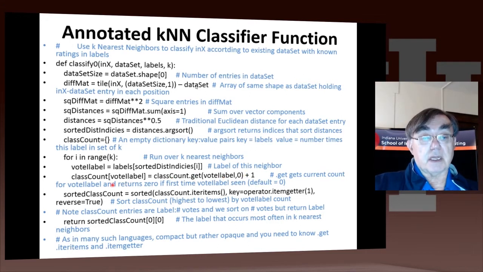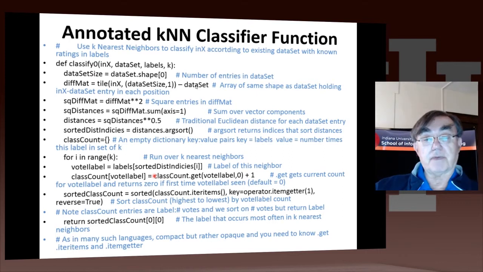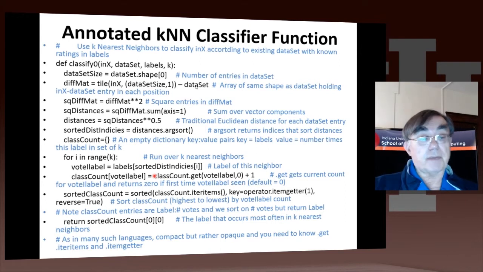And then so now we have in class count, which is a dictionary, for every label the number of times it occurs in the nearest neighbor set. Then we do another sort. Now we have to look up how to sort dictionaries, and this slightly, I must admit, non-intuitive command here, which is again you have to be a Python expert to really get, but it's sort of clear what's going on.